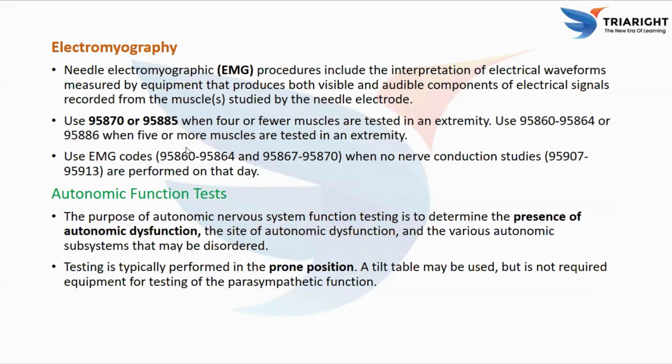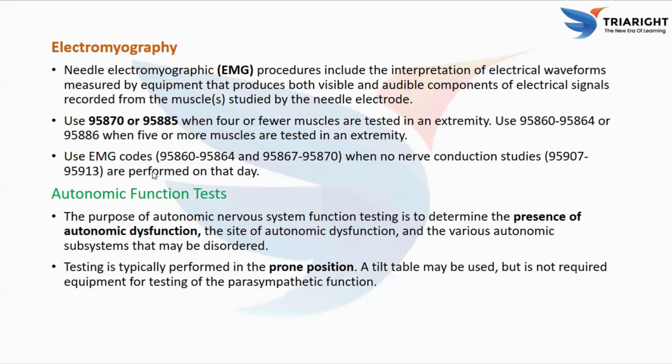So coding always depends upon the number of muscles tested, whether the testing is done in one extremity or not, whether the nerve conduction studies are done on the same day. So when the muscles tested are less than or equal to 4 muscles, that is one extremity, you have to use the code 95870 or 95885.